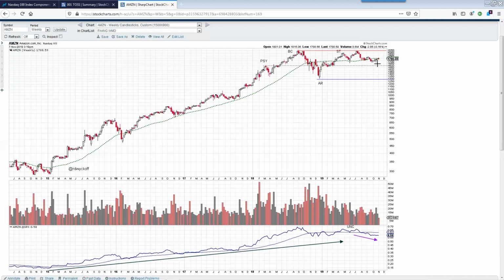Well, also notice how the market's going up. The Nasdaq 100 is pushing to new highs. Amazon is not doing that. Well, let's now turn to the daily.